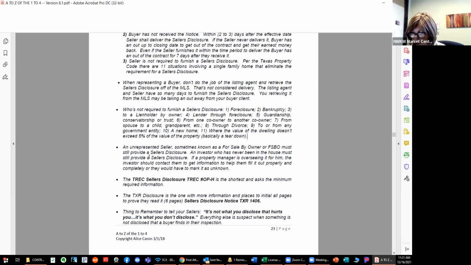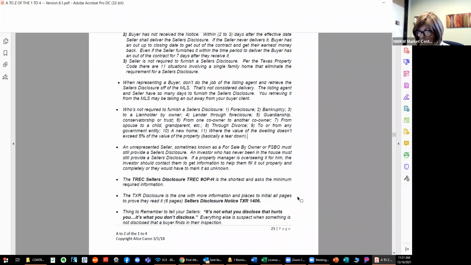The TREC seller's disclosure is the shortest and asks for minimum required information. The Texas Realtor disclosure is the one with more information and places to initial all pages. I don't like the TREC one just because of the fact that they don't initial all pages so that you know that they've read them. They just sign the back page, but that's okay.